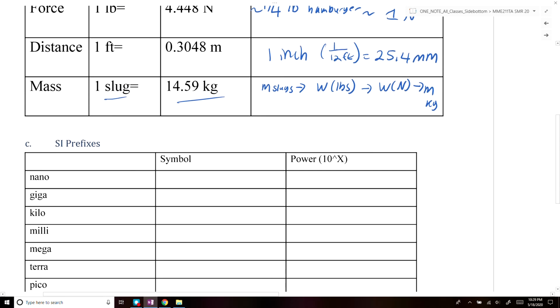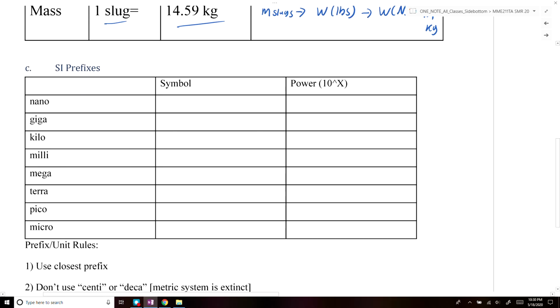Alright. So when you're using the SI system, but also for the English system, it's important that you are familiar with the following SI prefixes. So there would be the nano, giga, kilo, milli, mega, tera, pico, and micro. These are the most commonly used symbols. So it'd be useful for you to know the differences between them.